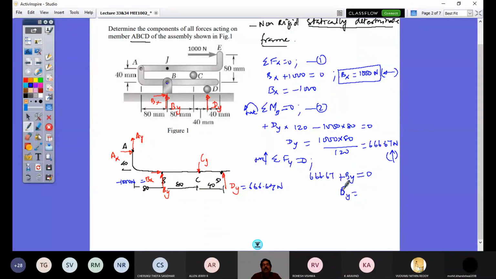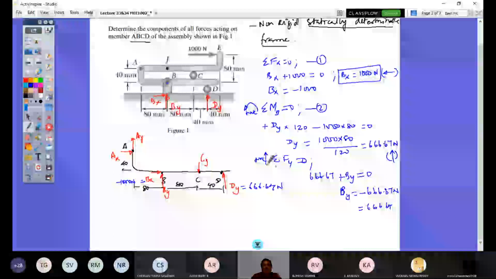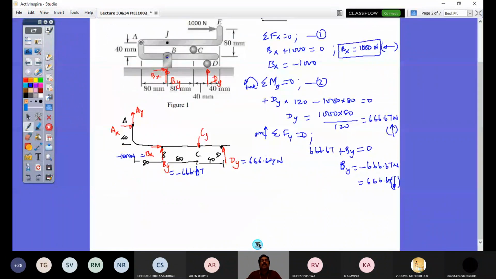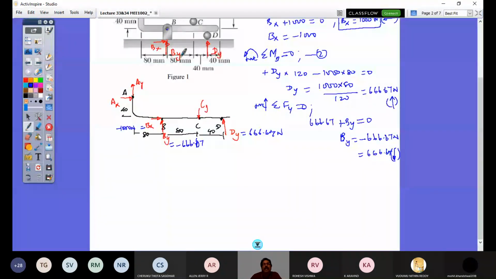So when I consider By upward, and if I get a positive value, then the consideration is correct. Since I get a negative value, my By direction is downward. So I don't change here. Instead, I'll put here minus 666.67 Newton as it is. So now you see the link ABCD of this frame has only 3 unknowns. Out of 6 unknowns, 3 are found out from the entire frame free body diagram, and the remaining 3 I can find. The remaining 3 are Cy, Ax, and Ay.